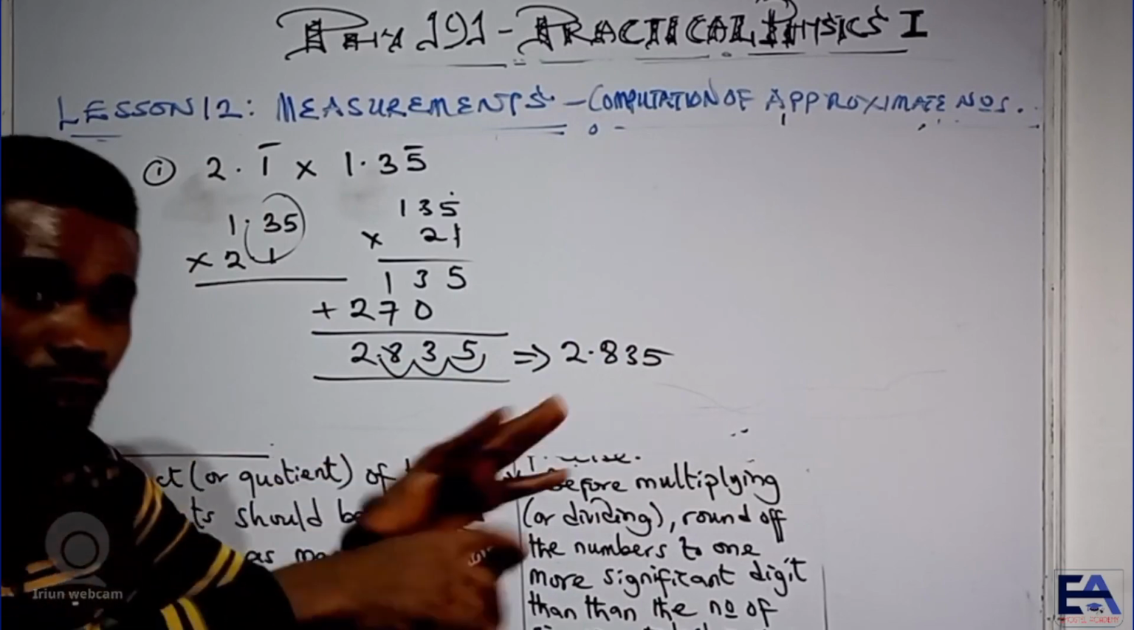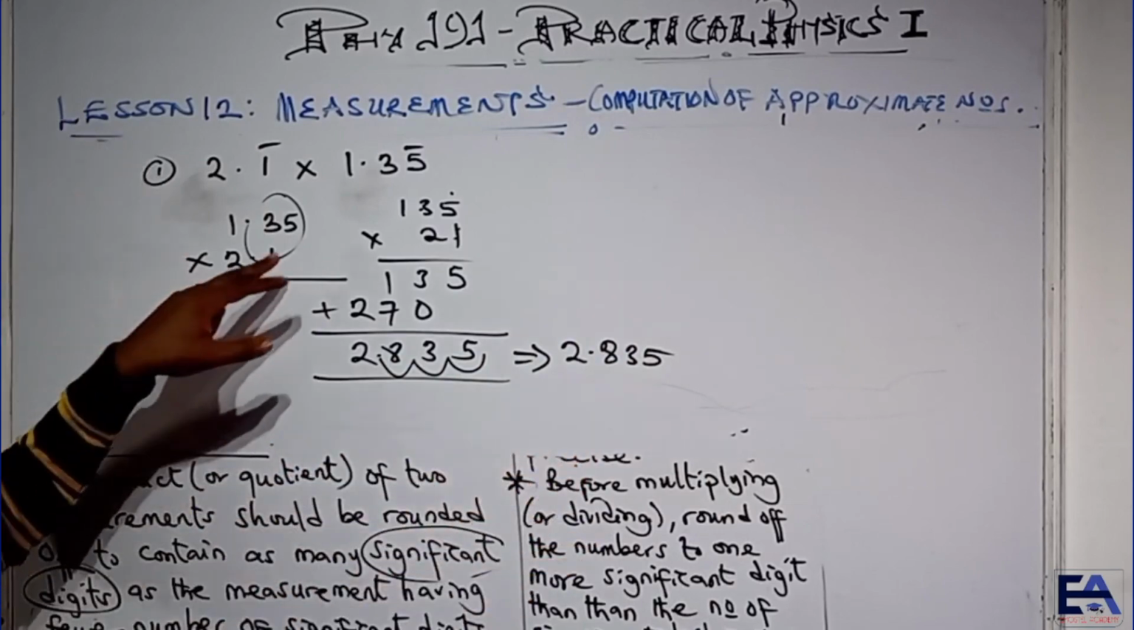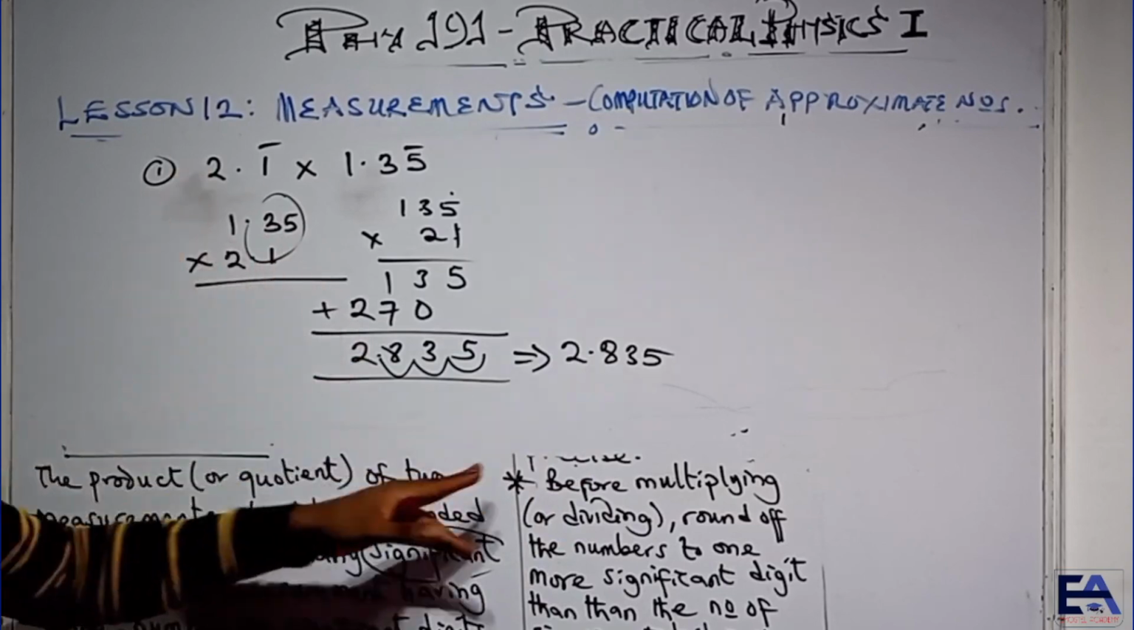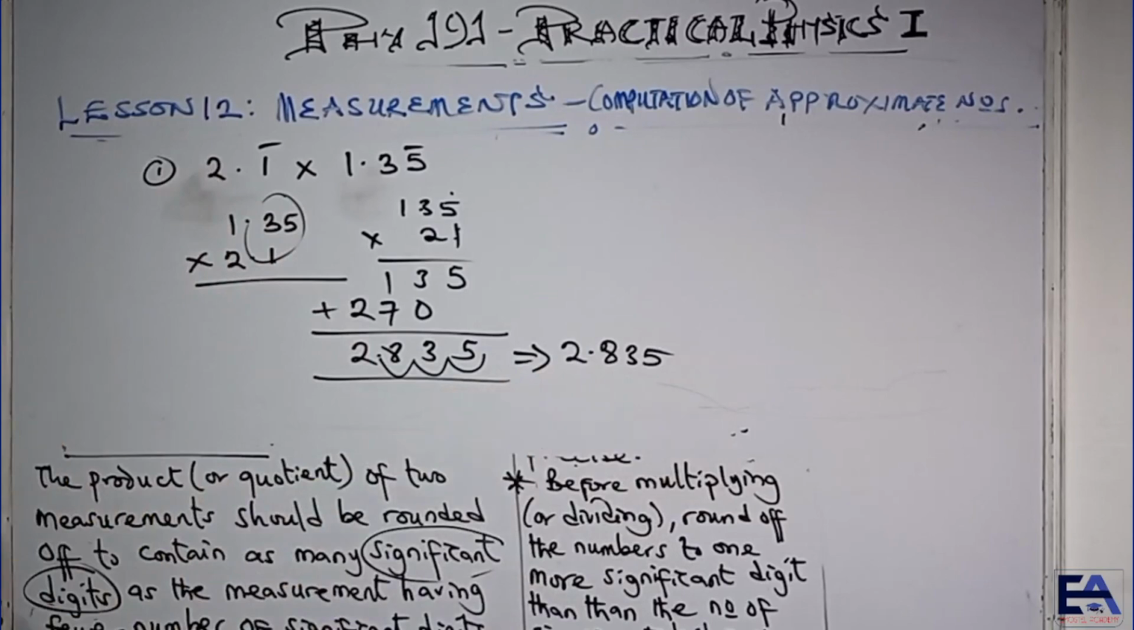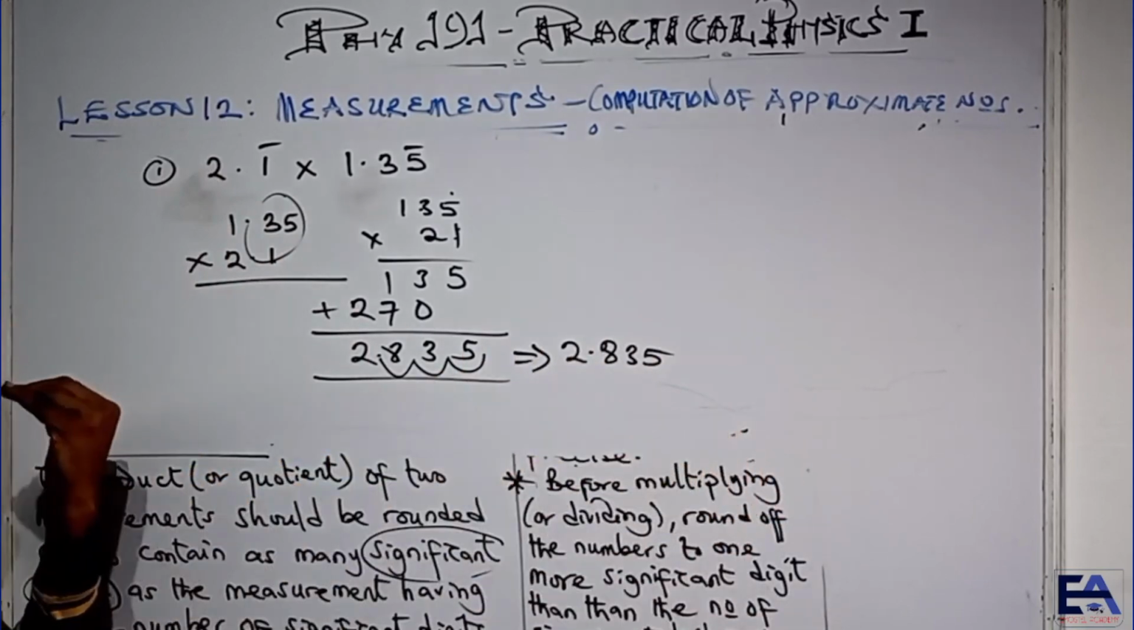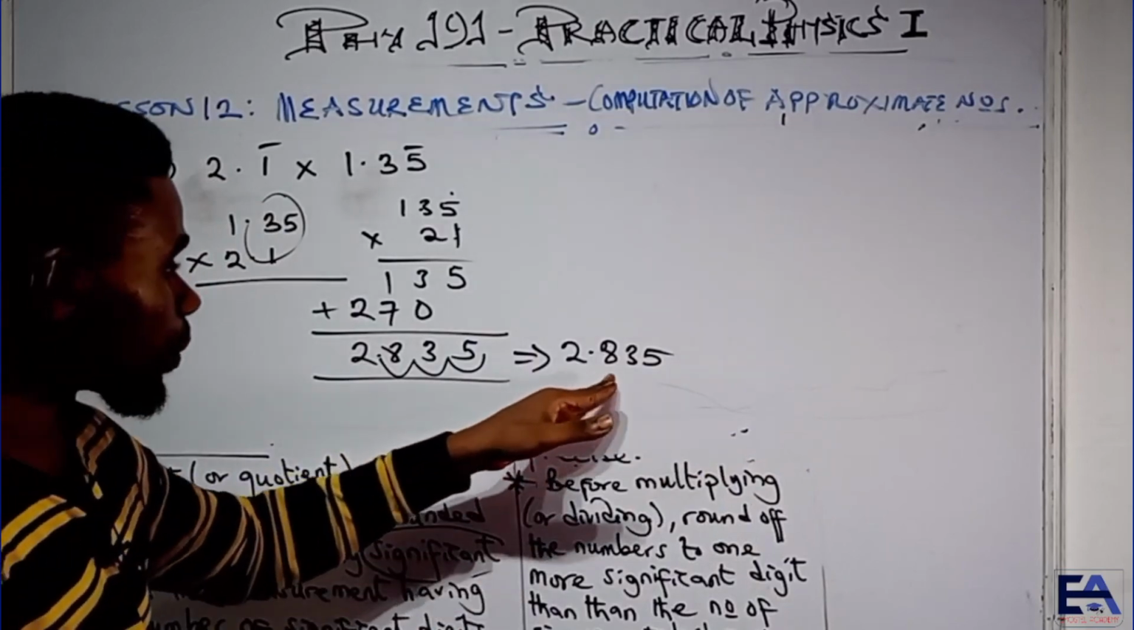That is how to multiply numbers that have decimals. Do normal multiplication. When you get your answer, you count the total number of decimal places you have, then use it to bring the decimal point in from the right of the number. So the final answer is 2.835.